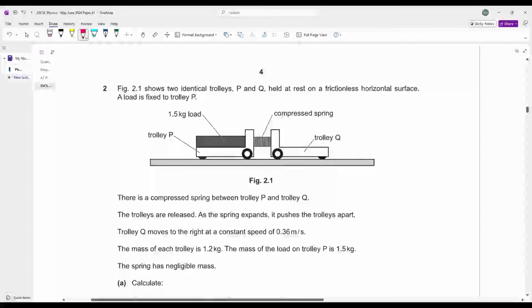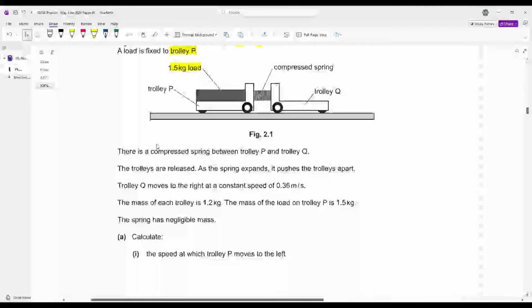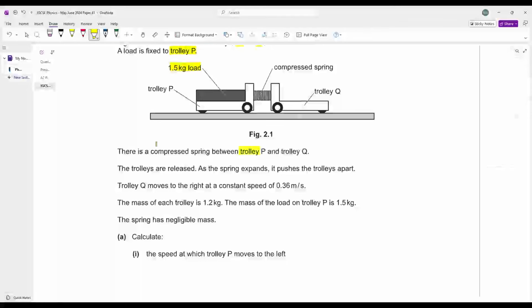Figure 2.1 shows two identical trolleys P and Q held at rest on a frictionless horizontal surface. A load is fixed to trolley P. Okay, so you have fixed a load to trolley P. Perfect. There is a compressed spring between trolley P and trolley Q. Okay, so there is a compressed spring between trolley P and trolley Q. The trolleys are released. As the spring expands, it pushes the trolleys apart.